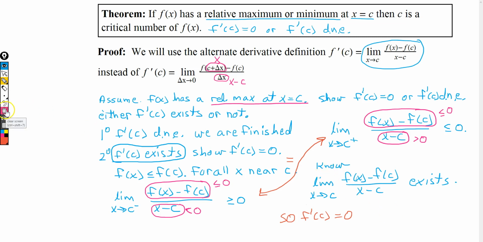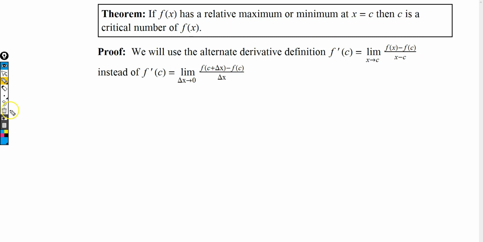And let's note one other thing about this theorem before we leave. The theorem only works in one direction. That is to say, it makes the statement, if f has a relative max or minimum at c, then c is a critical number. But it doesn't go backwards. It does not say, if c is a critical number, then the function has a relative maximum or minimum at c. It does not make that statement.